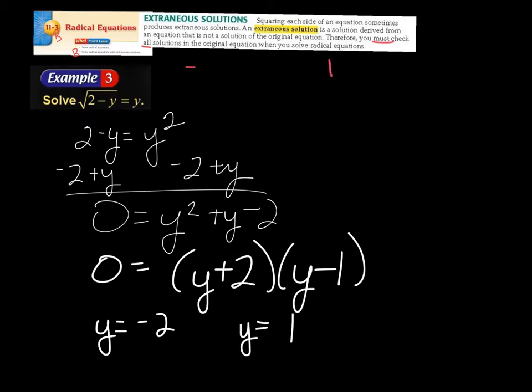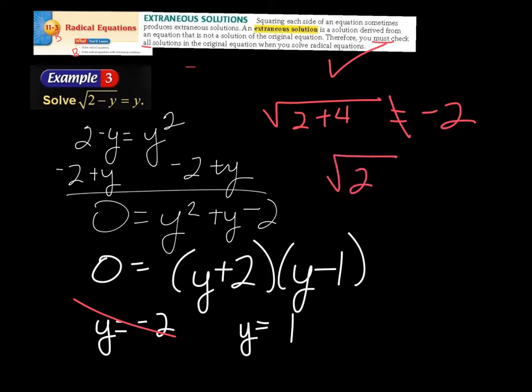And we will remember to do the check step. So going back to the original equation with the negative 2, if I do 2 minus negative 2, this will be plus 2. Does that equal negative 2? Well, no, because square roots are always positive. So even though we did everything right, we have to throw that guy out. Let's try 1. So square root of 2 minus 1 is 1, and the square root of 1 is 1. So that is the answer that works.